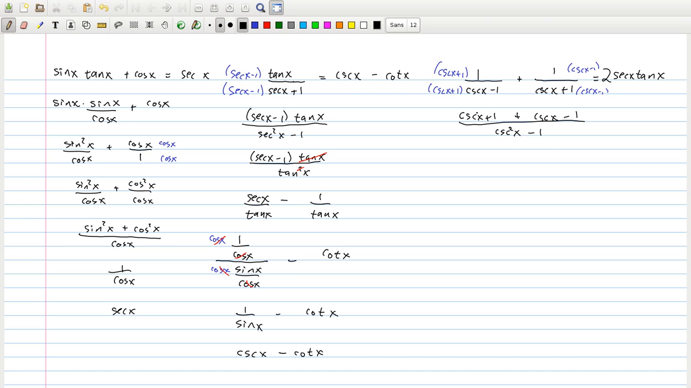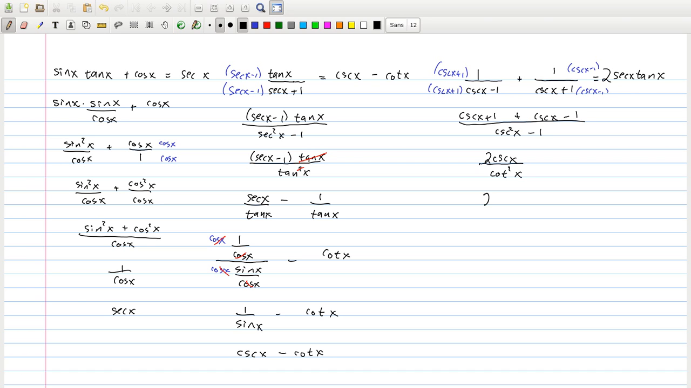We can simplify this by combining like terms in the numerator. The cosecant x and the other cosecant x will combine to give us 2 cosecant x. The positive 1 and the negative 1 will cancel. And then in the denominator, cosecant squared x minus 1, we have a Pythagorean identity, which we can rewrite as cotangent squared x. Now that we have this down to one term, we need to make this look like what we have on the right-hand side. So maybe it would help to rewrite this in terms of sines and cosines.